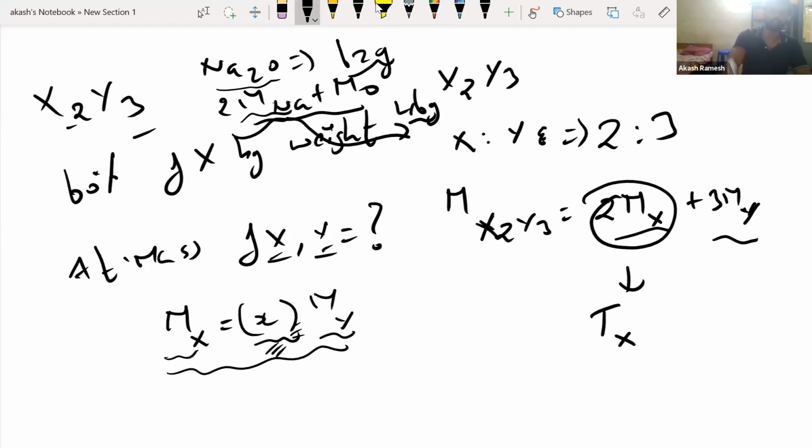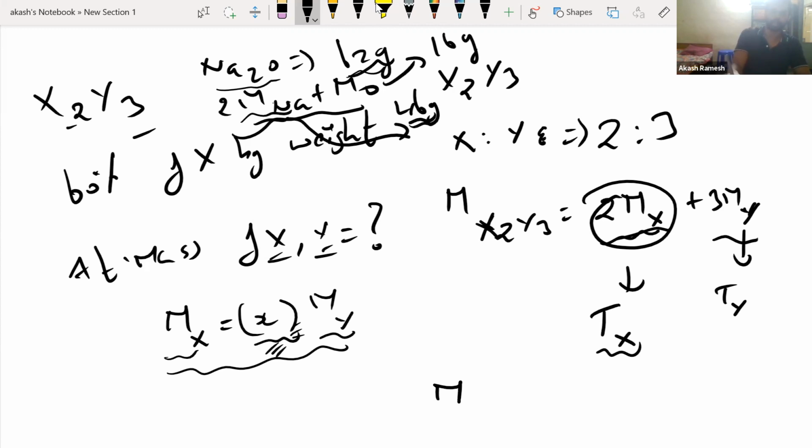Total molecular mass of Na2O is 62 grams, right? In that, I ask you what is the total mass of sodium present. What will you say? It is going to be 2 into 23 grams, that is 46 grams. And what is the total mass of oxygen present? Total mass of oxygen present is 16 grams. That's what I'm telling, right? So 2 into atomic mass of X will be the total mass of X, and 3 into atomic mass of Y is basically the total mass of Y. No issues.